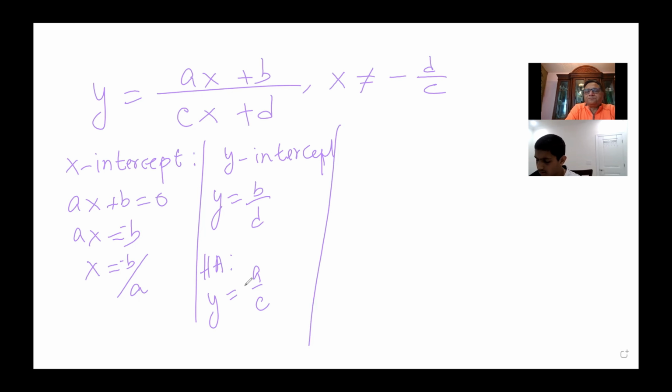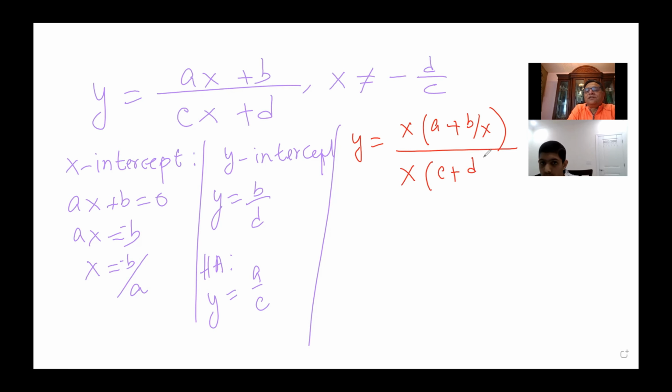Okay. So I have this equation y equals this. Now what I'm going to do, I'm factoring x from numerator. If I factor x, what do I get? I get a plus b over x, right? And in the denominator, if I factor x, I get c plus d over x, correct? So this is equal to, x and x cancel, a plus b over x divided by c plus d over x, correct?